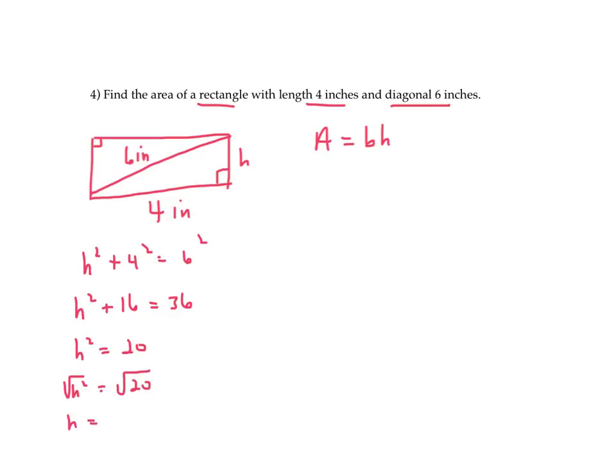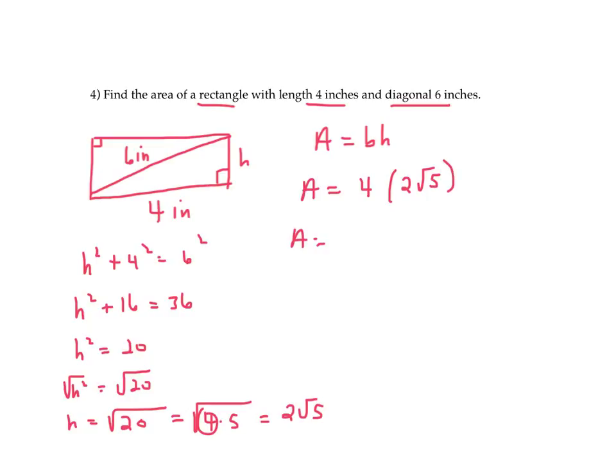Okay, don't write it as a decimal. Instead, take the square root of 20 and factor it into 4 times 5. We want simplest radical form. So square root of 4 gives us 2, square root of 5 for the height. Okay, back to the formula for the area of the rectangle. It is base times height. So we're going to take 4, and we're going to multiply it by 2 square root of 5. And we get 8 square root of 5 square inches. Leave your answer in simplest radical form.